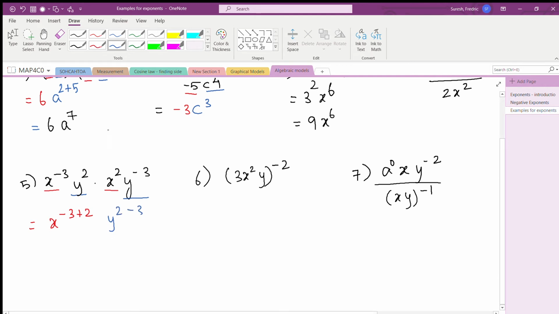So what do I have for the x here? Negative 3 add a 1 is a negative 1. And for the y, we have 2 take away 3 is a negative 1. And here, these are negative exponents. Now, you can never leave the negative exponents as they are. You should change them to positive.